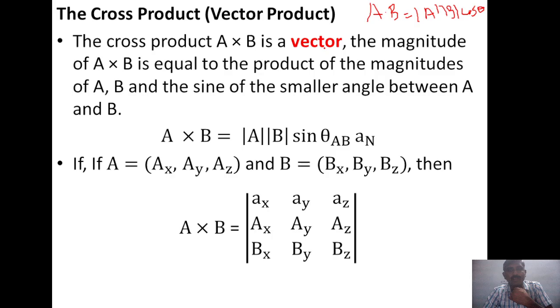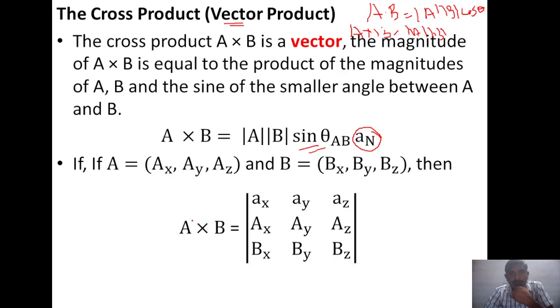Similarly, here A cross B is the vector product. So A cross B is equal to modulus of A, modulus of B into sin theta into n cap. Since it is a vector, we have to denote the unit normal vector n cap, which points out the direction in which the resultant will act. The magnitude of A cross B equals the product of the magnitudes of A and B and the sine of the angle between A and B.